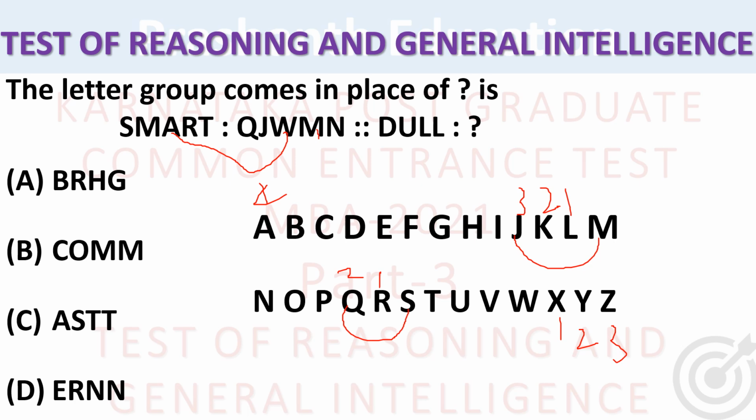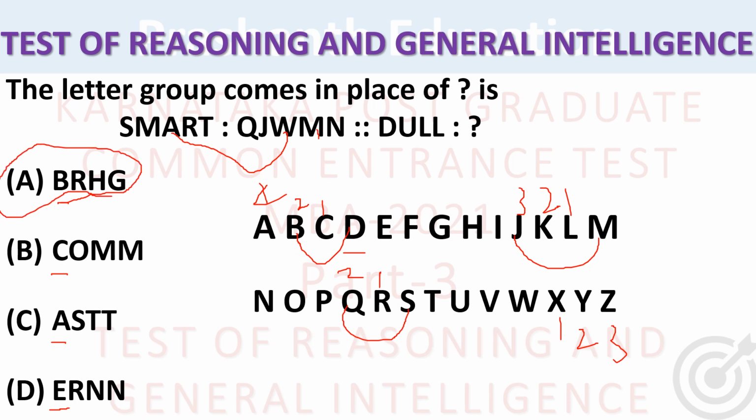Since the first letter is different for most of the items, if we find out the first one, it will be easy for us to do. So let's look at D. The first one, S to Q, was 1 2. So D to B is 1 2. So B should be there. So the correct answer is BRHQ.